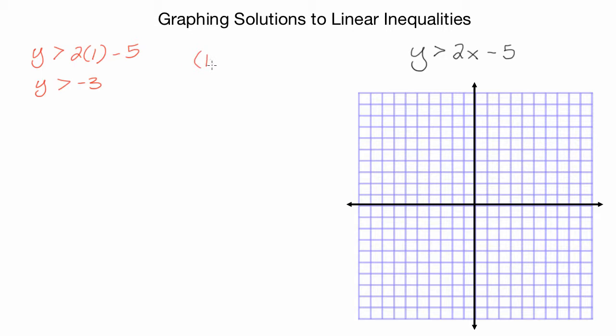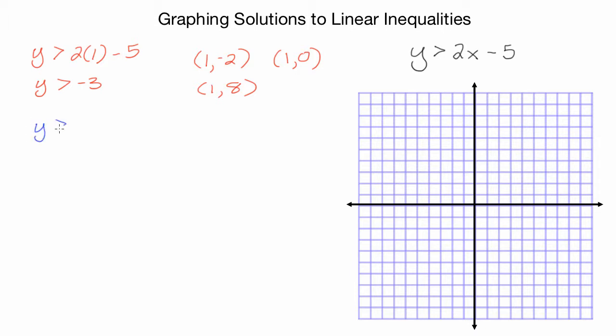So one solution could be an x value of 1 and a y value of negative 2, since negative 2 is greater than negative 3. Another solution could be 1 and 8, because 8 is greater than negative 3. And another possible solution is 1 and 0, because 0 is greater than negative 3. So there we go, 3 solutions based off putting in a value of 1 for x.